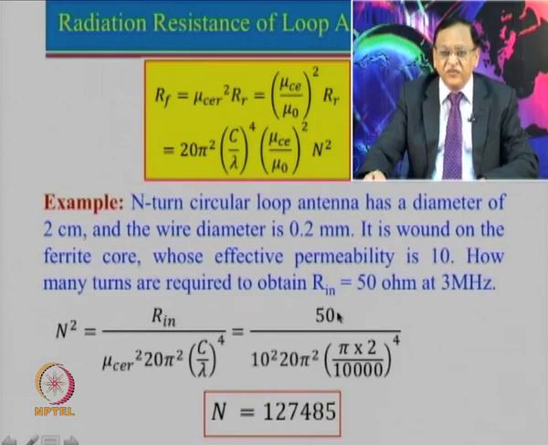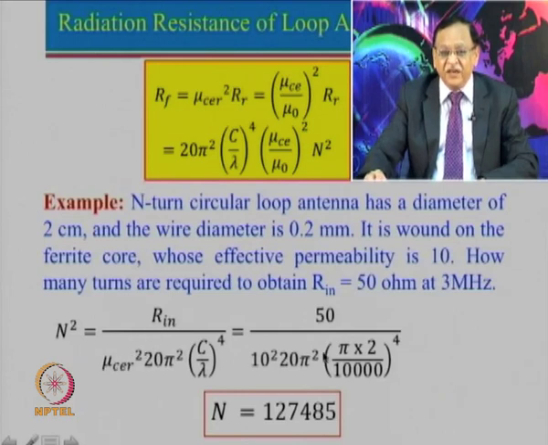Desired R input is 50 ohm, which comes over here. Mu is 10, so 10 square, 20 pi square comes here, and C is nothing but pi times D, and D is equal to 2 centimeter. And if we use this here, one can now see, calculate this and find out the square root of n square, which comes to this. You can see that it requires about 127,485 turns.